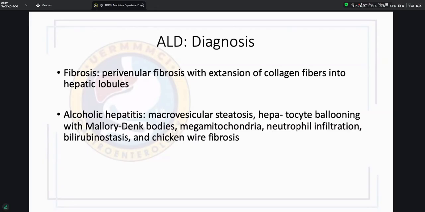So for alcoholic hepatitis, histology would show macrovesicular steatosis, hepatocyte ballooning with Mallory-Denk bodies, megamitochondria, neutrophil infiltration, bilirubinostasis, and chicken wire fibrosis.